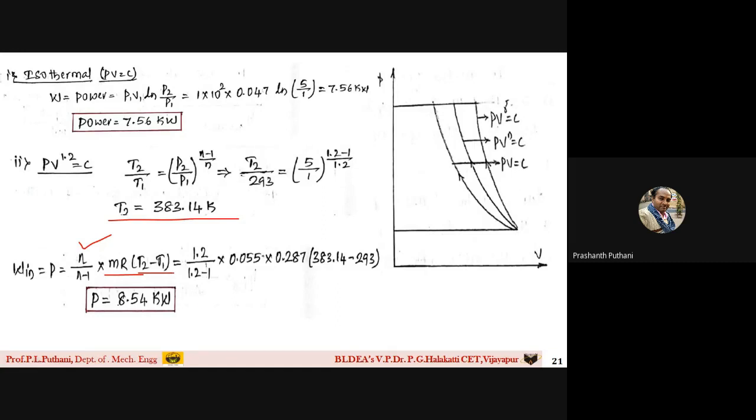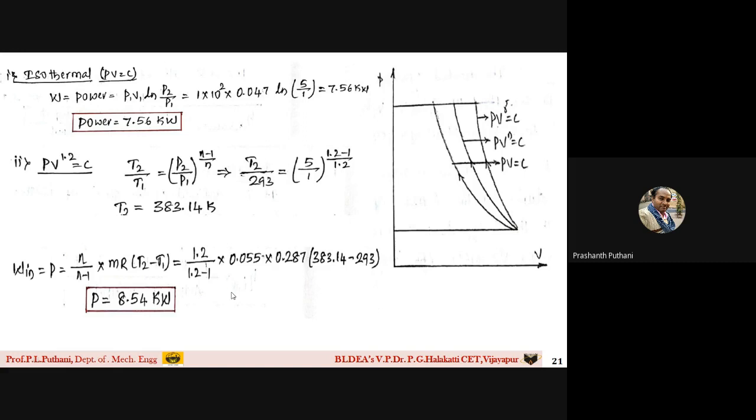I substitute the value, I get it as what? How much? 8.54 kilowatts. This is for work input for a compressor without clearance volume. So you have learned without clearance volume. This is the equation, students. You are getting in this form also.